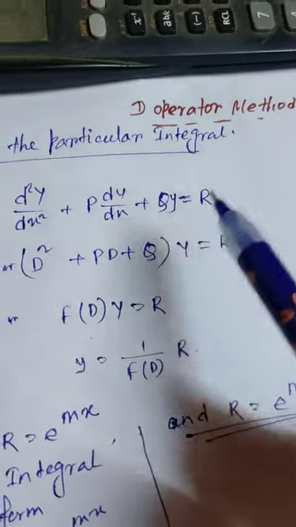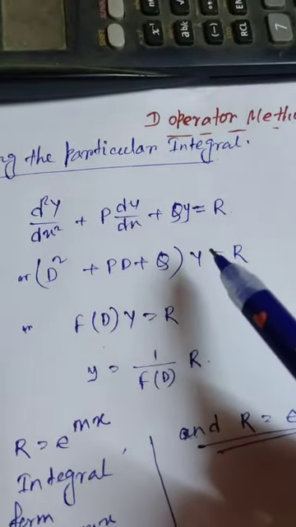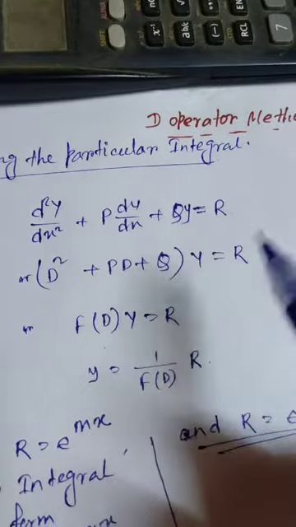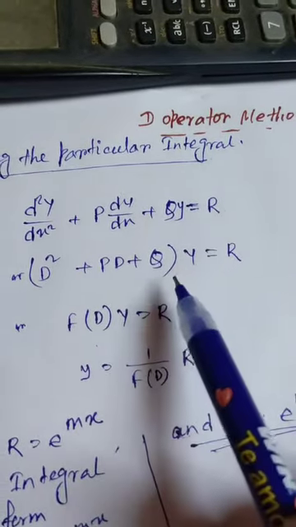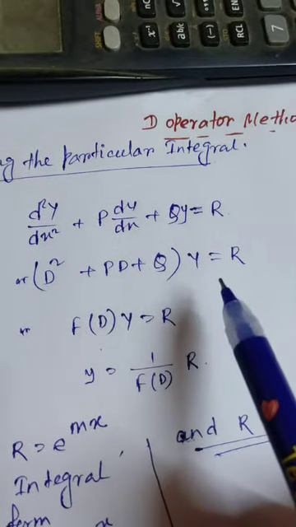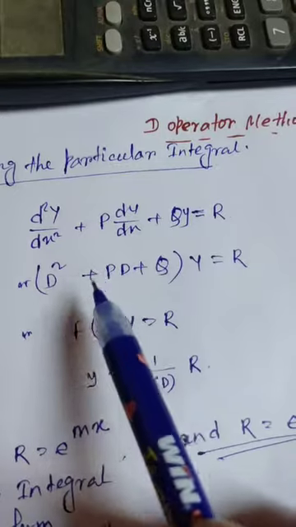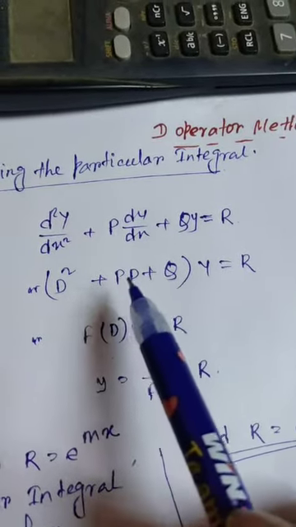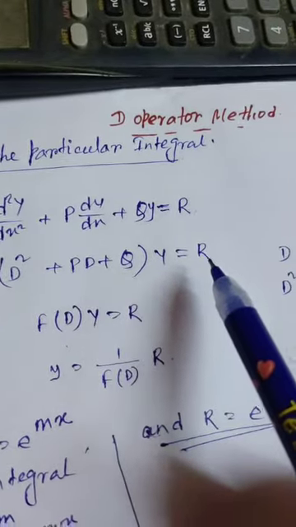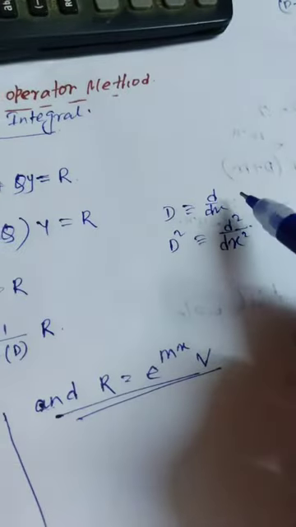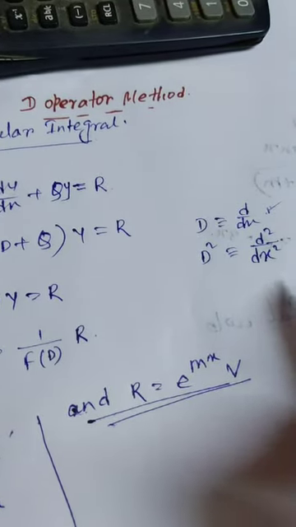And as we already know, if the right hand side is equal to 0, then how can we find the solution? But here the question is, if r is not equal to 0, then how can we find the solution? So from here we can write it in this way: (D square plus pD plus q) of y is equal to r, where D stands for d/dx and D square stands for d2/dx2.